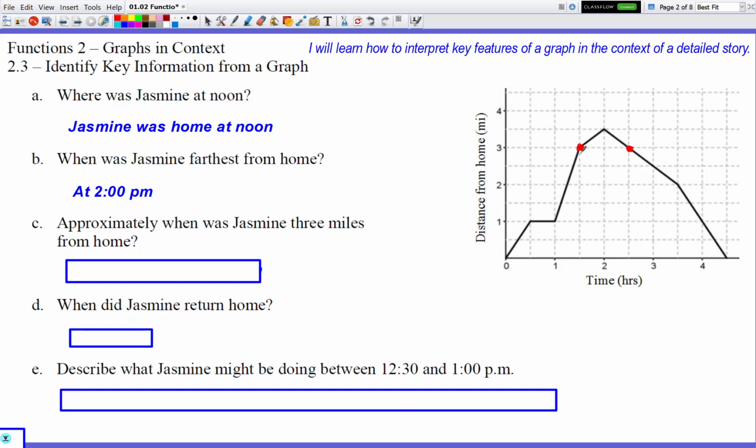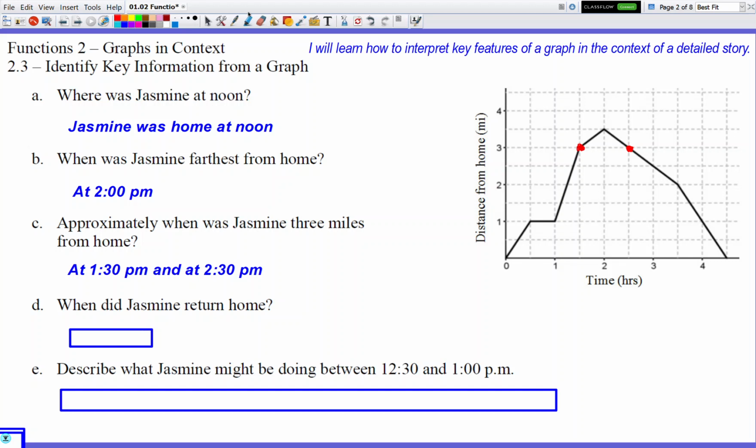When she's walking to meet her friend, she hits the 3-mile mark, but she keeps on walking, so she gets farther than 3 miles from home. Then when she has to go back home, she hits the 3-mile marker again. That's the reason for 2 occurrences of 3 miles. The first occurrence is halfway between 1 and 2, so we can assume it's 1:30. The second occurrence is halfway between 2 and 3, so we can assume that's 2:30. Let's see, are the guesses I came up with correct? Sure is, 1:30 and 2:30.